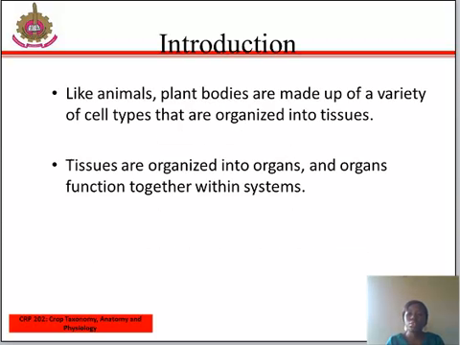Plant cells. Just like animals, plant bodies are made up of a variety of cell types that are organized into tissues. In a plant, tissues are organized into organs, and organs function together within systems.